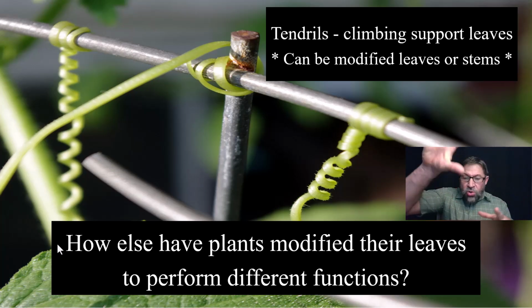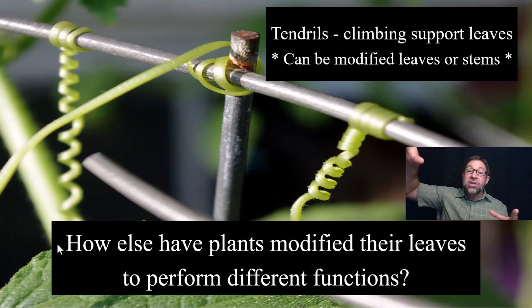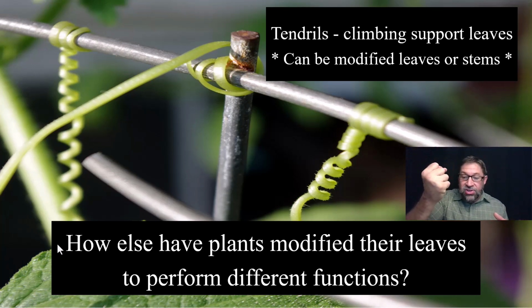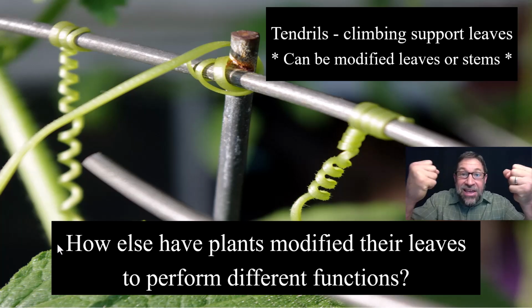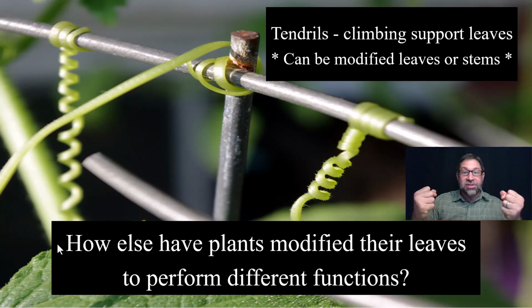Tendrils are modified leaves, or sometimes stems, but mostly leaves. And they're those little curly things. What they're going to do is they're going to give fast-growing plants some structural support by locating and clinging to rigid surfaces, like beans do on our trellises in the community garden.